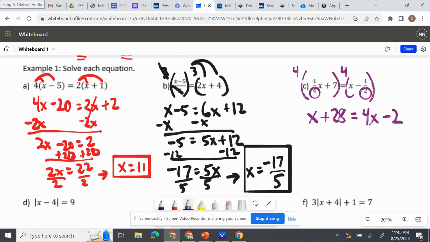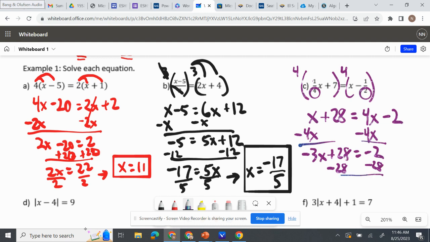Now I'm going to get the x's on one side. This time I'm just going to subtract the 4x, instead of subtracting the x. It doesn't matter which way you do it. So I have -3x plus 28 is equal to -2. I'm going to subtract the 28. -3x is equal to -30. When I divide by -3, a negative and a negative gives me a positive. So x is equal to 10. So that right there would be all the linear equations.